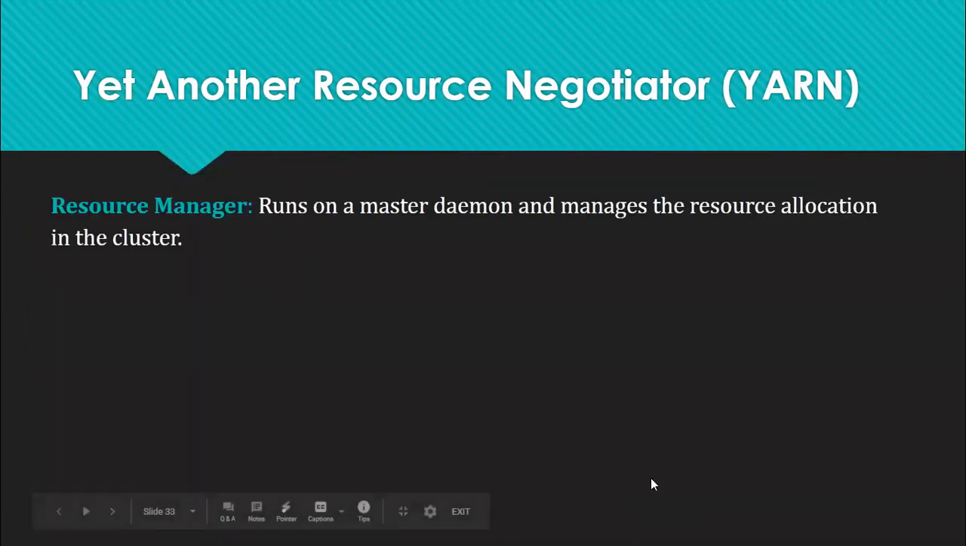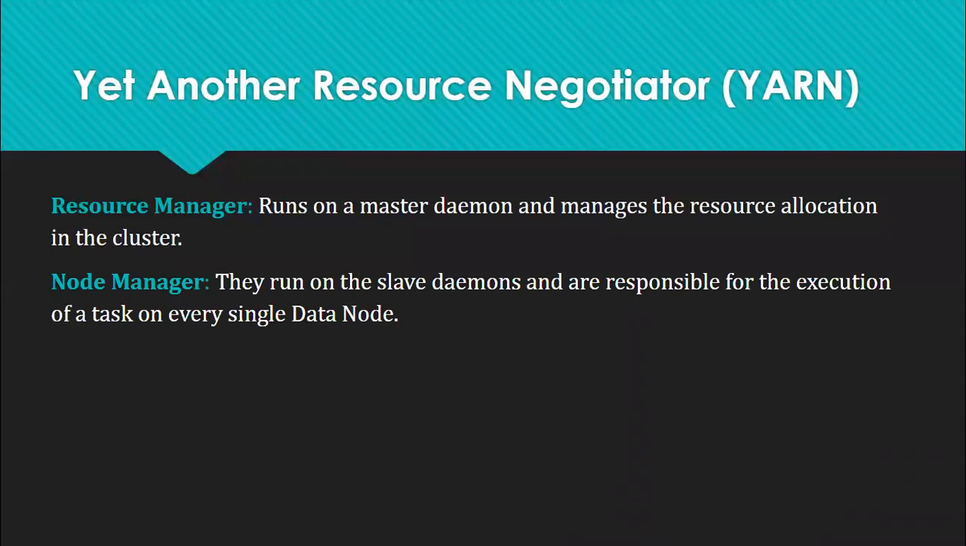So here we will see the information of each and every component of the YARN architecture. First is the resource manager. It runs on a master domain and manages the resource allocation in the clusters. Second is the node manager. They run on the slave domain and are responsible for the execution of a task on every single data node. So they are mainly responsible for executing a given job or task, and it also works on every single data node.